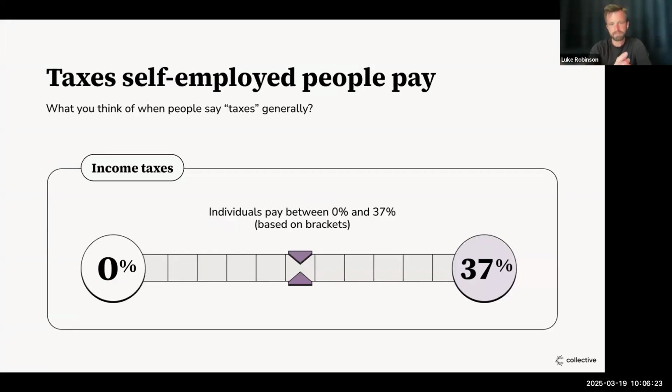And for one, you have income taxes, of course. And this is what most people think of when they think of taxes. This is the main example. And income taxes are based on marginal tax brackets. So essentially what that means is different chunks of your income will be charged different tax rates.